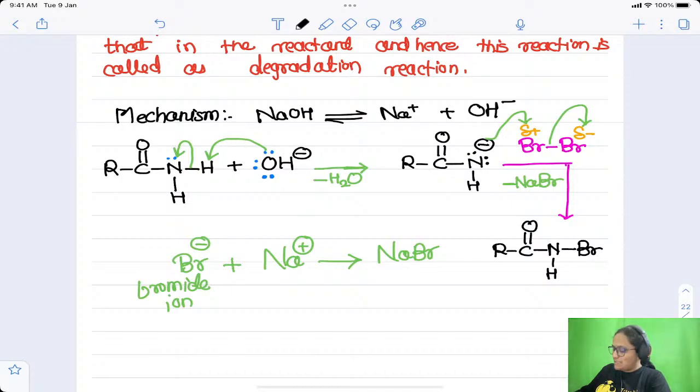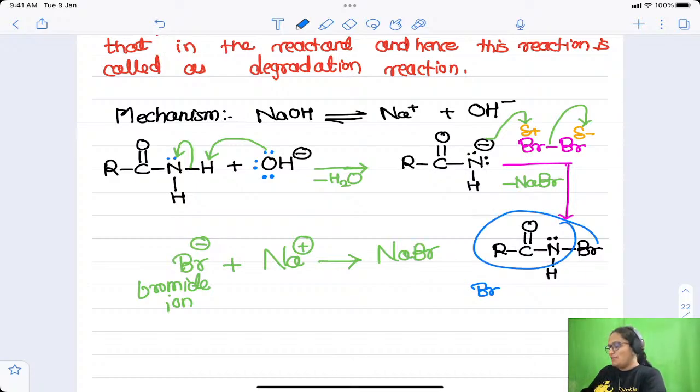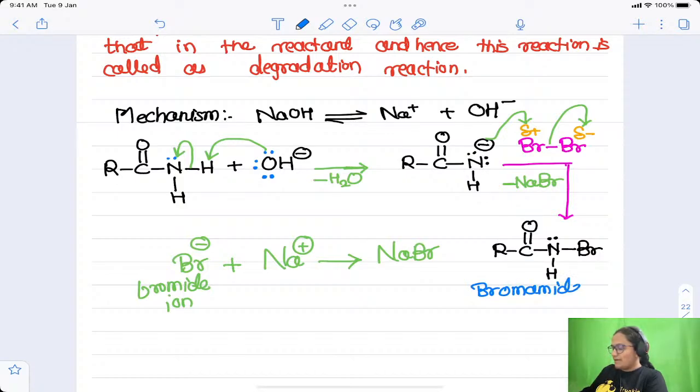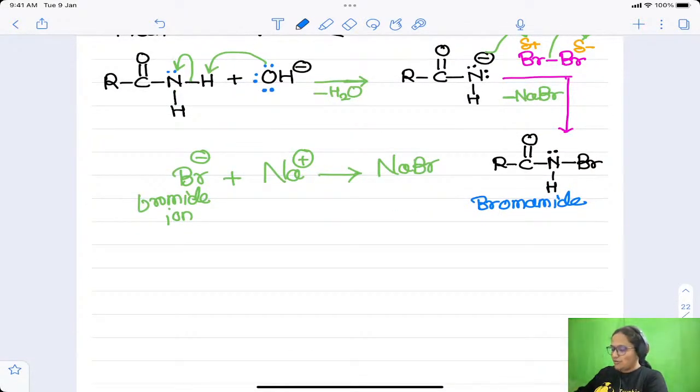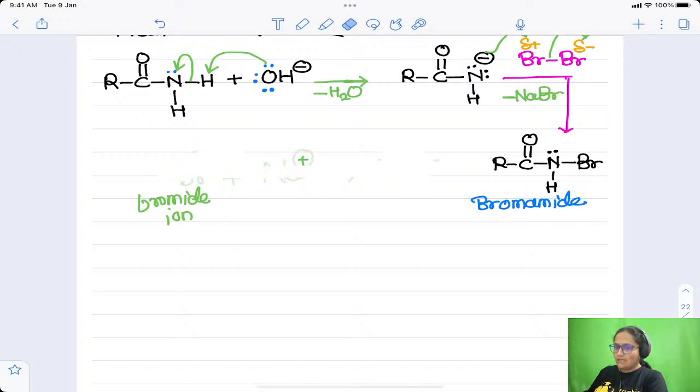Now this nitrogen contains only one lone pair of electrons and hence no charge is present on it, right? So whatever product is generated here is called bromamide. It was amide, but one hydrogen has been replaced by bromine, therefore it is bromamide. As this byproduct is generated during the course of the reaction, this is also called the bromamide degradation reaction. I hope you understood this step. I will delete this part first of all and write down the next step.